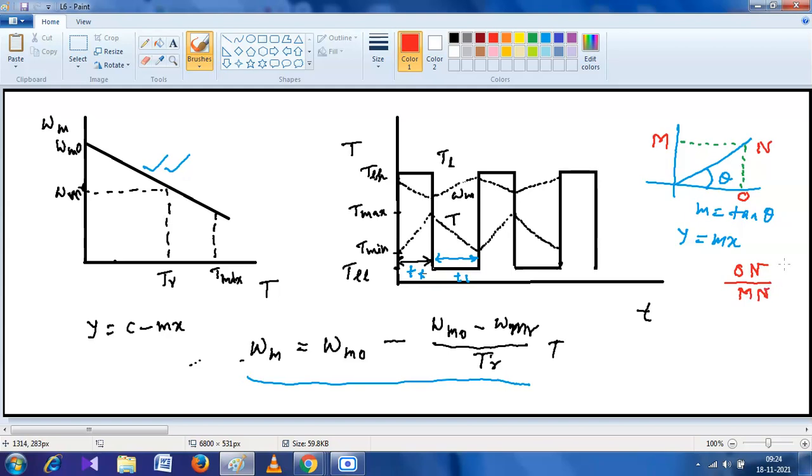So in that curve, the value should be omega m0 minus omega mr by tr. This is the value of slope, and this is basically a negative drag nature. That's why we have put a minus in front of that m. Now, did you understand?